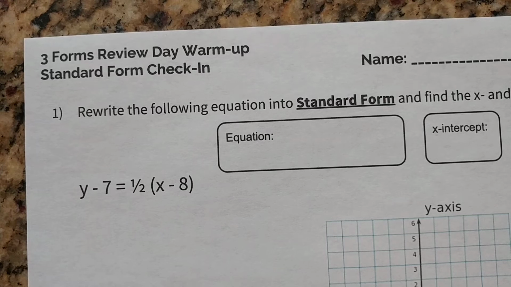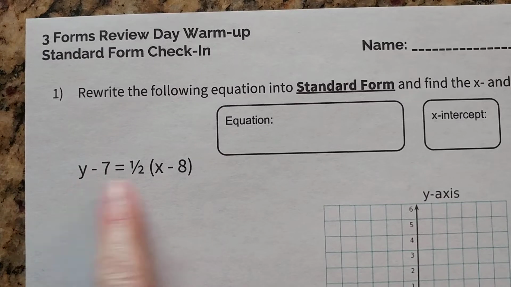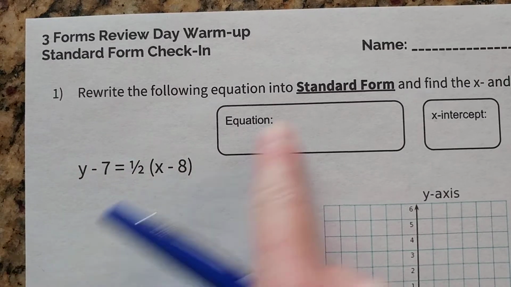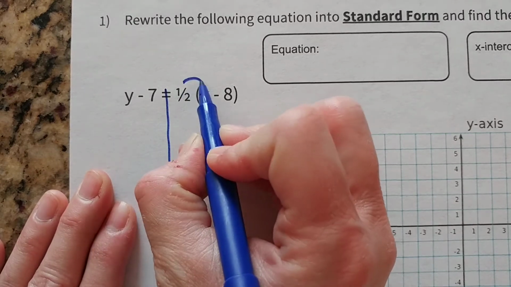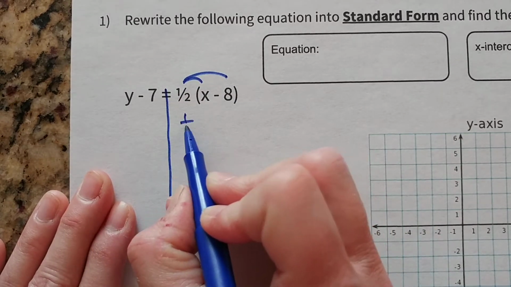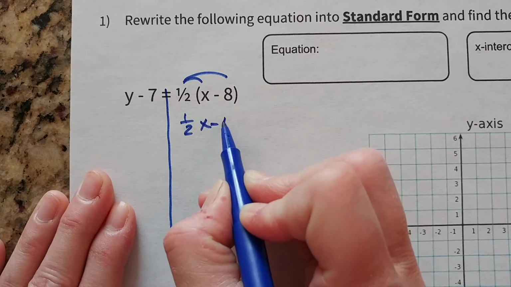Hi there, we're going to be going over the standard form warm-up or quick check. So we're asked to take this equation from point slope form and write it in standard form. In order to do that, we would have to distribute first half of -8.